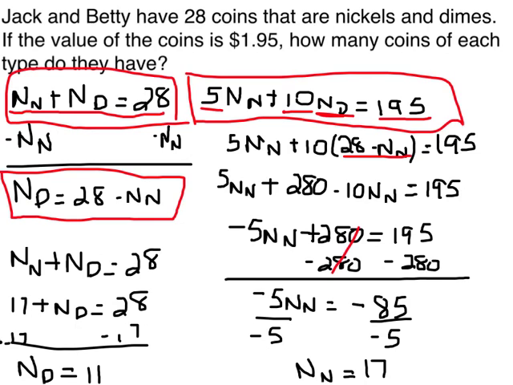Now it's really easy to find the number of dimes now that I know the number of nickels because, look back up here, the number of nickels plus the number of dimes equals 28. So I've come down here, and we're going to work this out. If I now know that the number of nickels is 17, I'm going to substitute that in. 17 plus the number of dimes is 28. Subtract 17 from both sides, and I find that the number of dimes is 11, which is fabulous.